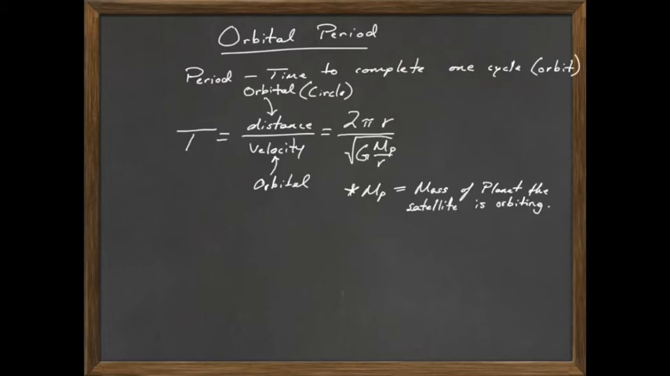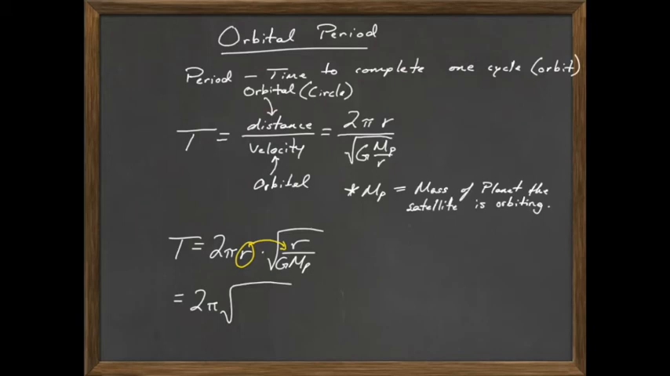the orbital period T is equal to the circumference of the circle times the reciprocal, which would be the square root of r over the gravitational constant times the mass of the planet. I can combine these r's if I take this r on the outside and put it back into a square root. In order to do that, I would simply need to square that r to put it inside of a square root.